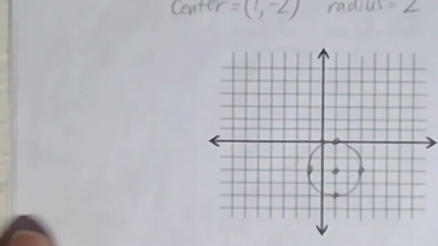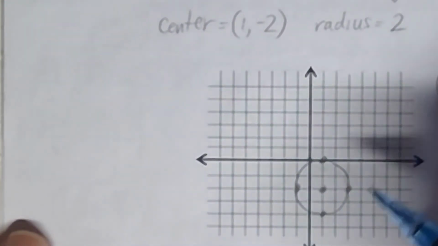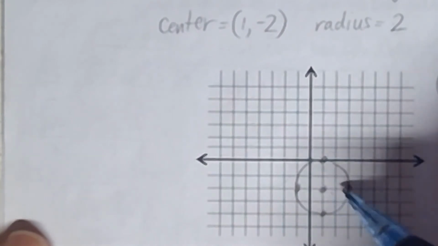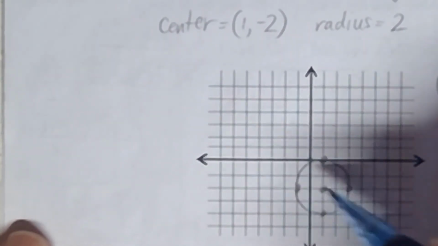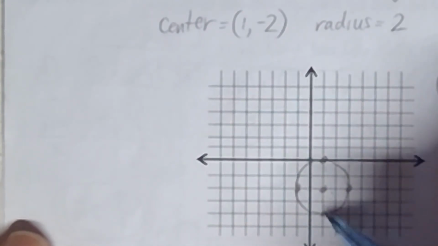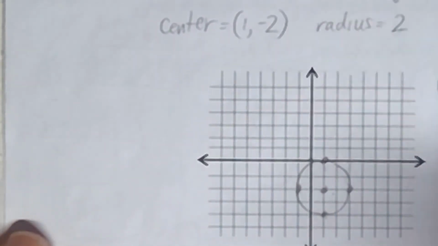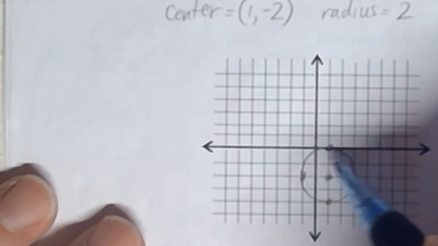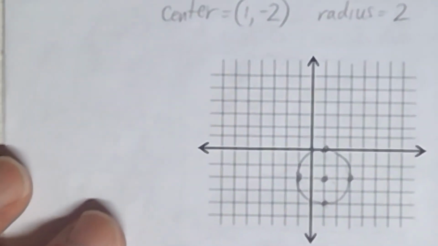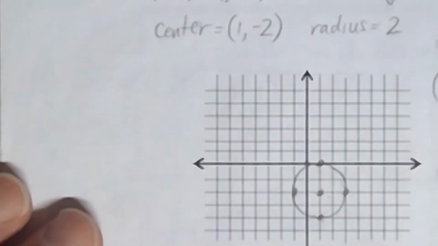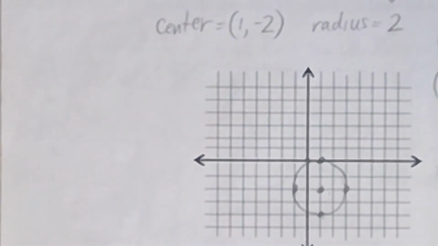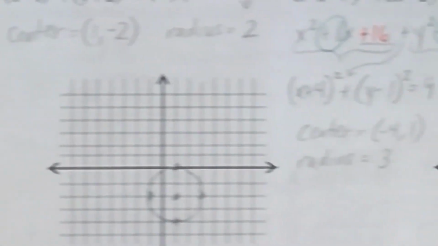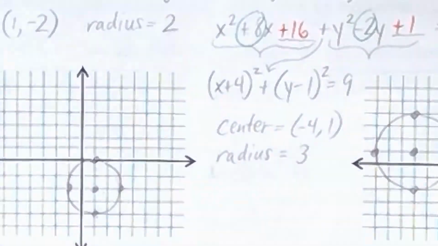Now that I know the center and radius, I go ahead and put my center on my graph, and then I count 2 to the right, because the radius is 2. I count 2 to the left. I count 2 down, and I count 2 up, all starting from the center and going out. Okay? And then I draw my circle. And there you go. That is problem number 5 right there. Okay, number 6.